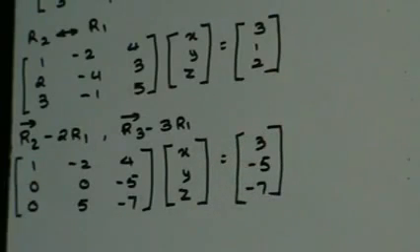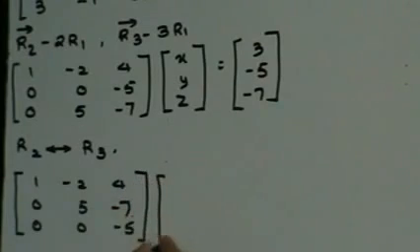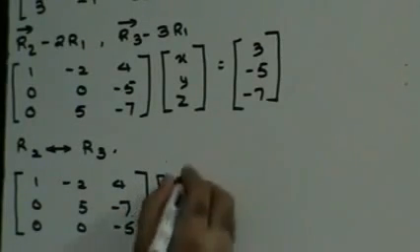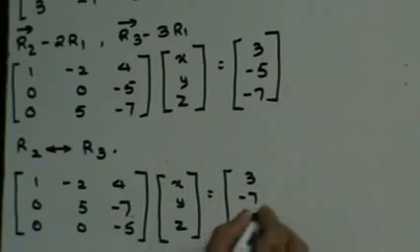Now there is no way I can get 1 here because I already have a 0 here. So what I'm going to do now is interchange R2 and R3. I'll get 1, minus 2, 4, 0, 5, minus 7, 0, 0, minus 5. X, Y, Z is 3, minus 7, minus 5.